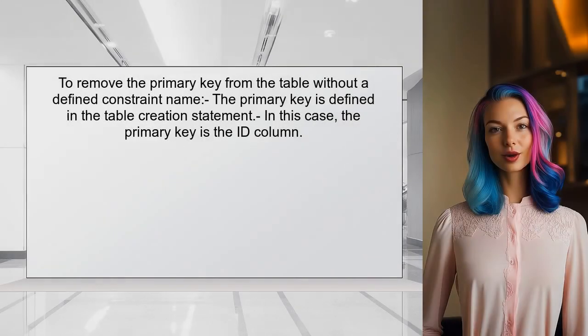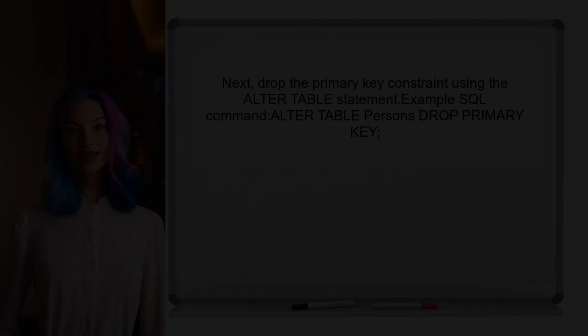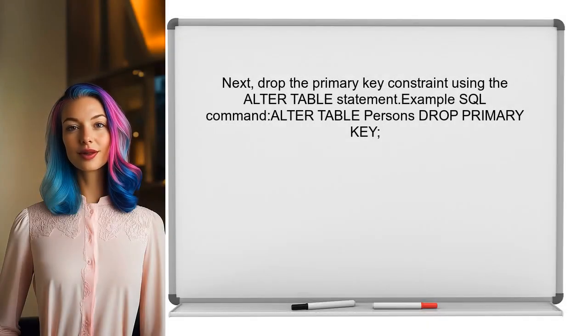To remove the primary key from the table without a defined constraint name, the user should first understand that the primary key is defined in the table creation statement. In this case, the primary key is the ID column. Next, the user needs to drop the primary key constraint. Since there is no constraint name, they can use the ALTER TABLE statement to modify the table structure.